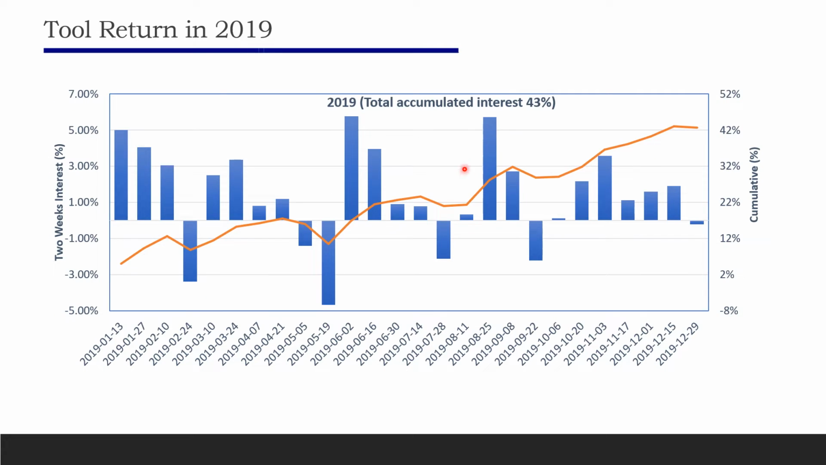In 2019, again, you can see the return of this method was around 42% at the end of the year. The minimum return happened in the first half of May, and it was around -5%, and the maximum again a bit more than 5%, 6%.